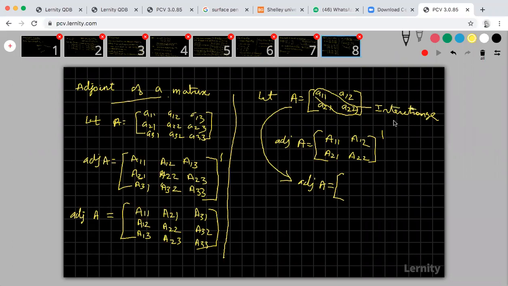This is interchange. That means when I'm interchanging, I will get A22 here and A11 here, and a sign change of these two elements. So what is the sign? Suppose here A21 is plus, you take it as minus A21. This is minus A12. So this is your adjoint of A, right?